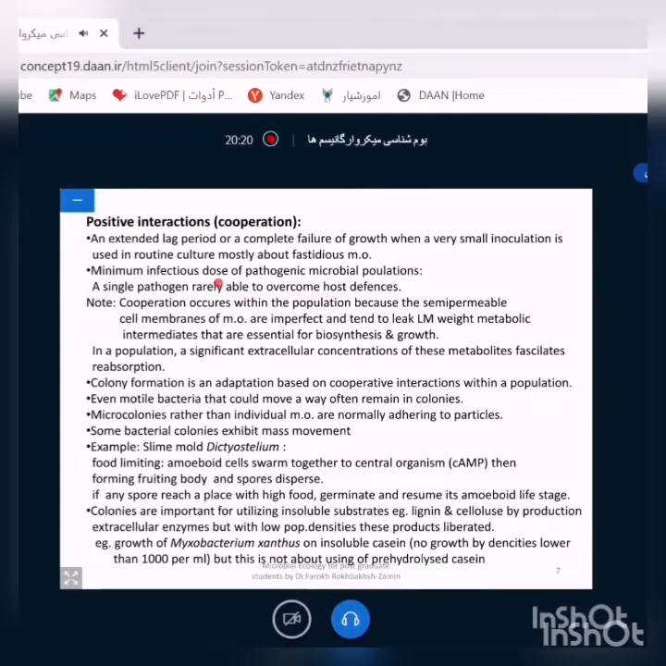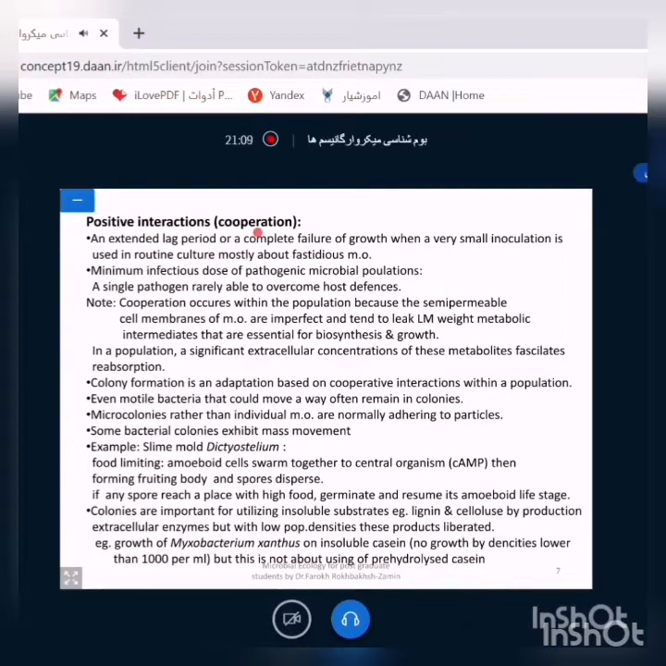So what can we understand? When the number of a population is low, they are weak. But if their numbers are more, they are stronger. Low population, weaker. Higher population, stronger. So what can we understand? As the number of the population increases, we can better see the positive interactions. We can better see the cooperation.